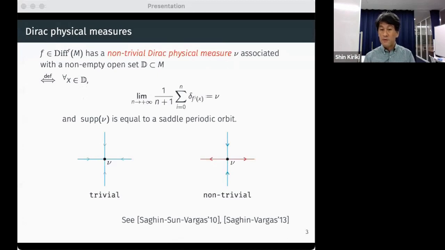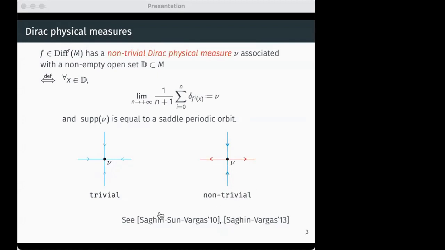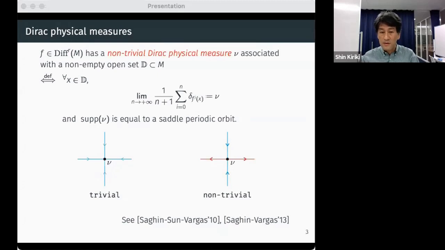Note that a Dirac physical measure supported on an attracting set, for example a sink, is trivial. But on the other hand, it is not trivial if it is supported on a non-attracting invariant set, for example a saddle periodic point. This concept was already studied by Sauzin, Sun and Vargas 2010, and also Sauzin and Vargas 2011 in some two-dimensional flow, a Shilnikov flow. So I think it is interesting if we find different phases having a non-trivial Dirac physical measure associated with some wandering domain.